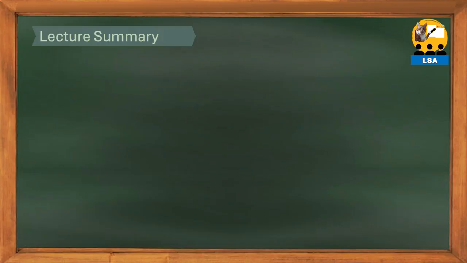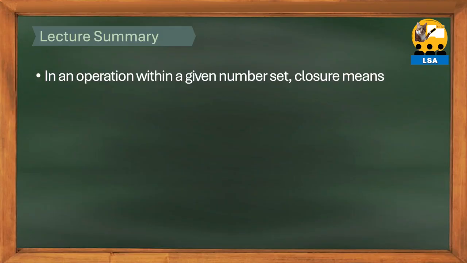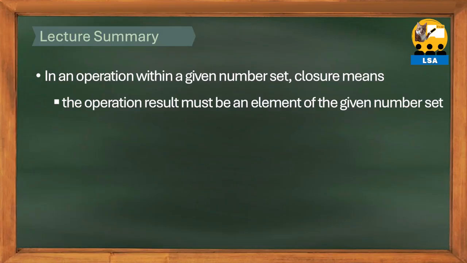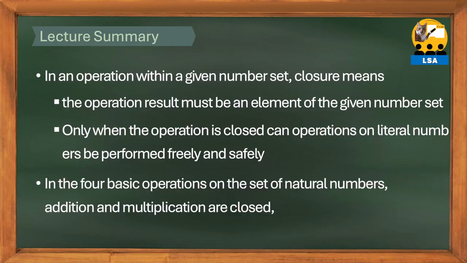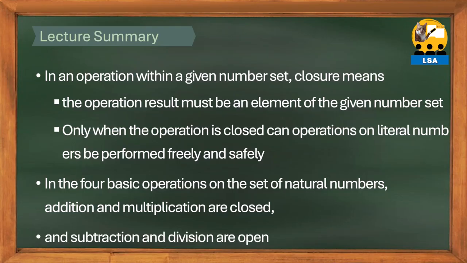Let's summarize today's lecture. Today we studied that in an operation within a given number set, the closure of an operation means that the operation value must be an element of the given number set, and we also studied that only when the operation is closed can we safely and freely perform operations on literal numbers. We understood that in the 4 basic operations in the set of natural numbers, addition and multiplication are closed and subtraction and division are open.